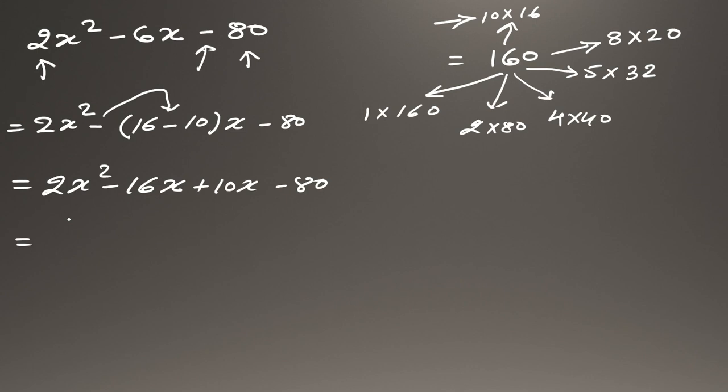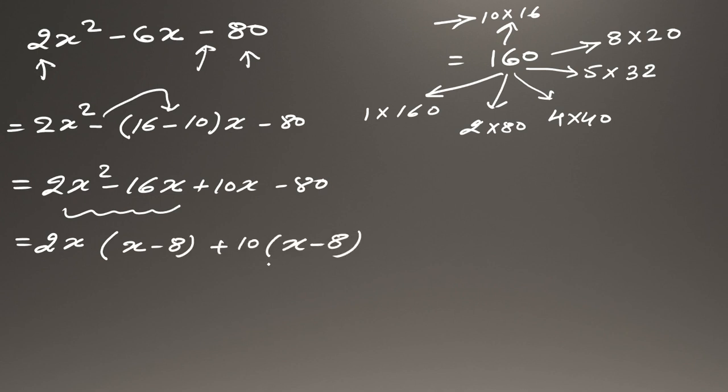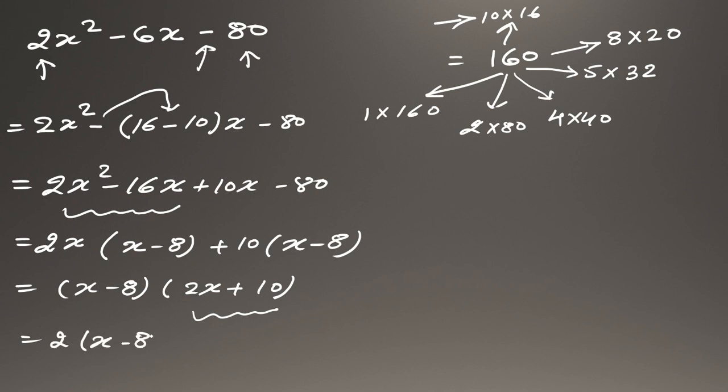See, 2 is the common number from the first two terms, and x is also common. So it will be x minus 8 plus 10 common, it will be x minus 8. So here x minus 8 is taken common from the whole, and this is 2x plus 10. Okay, and here you can see 2 can be taken common further. So as a simplified form, I am taking 2 outside. So it will be 2 times x minus 8 times x plus 5. This will be the answer.